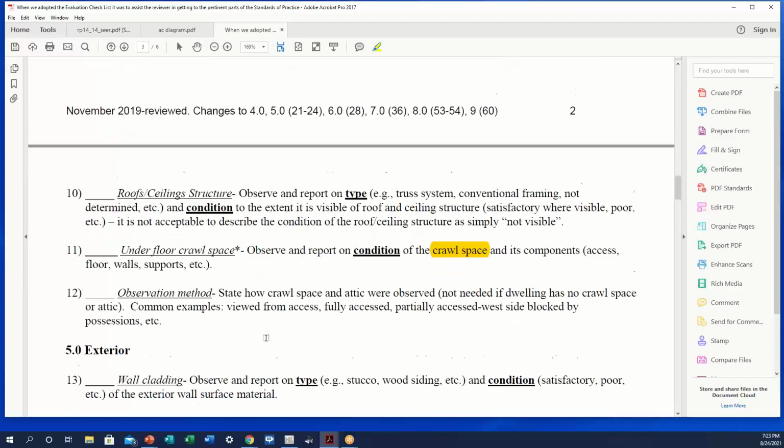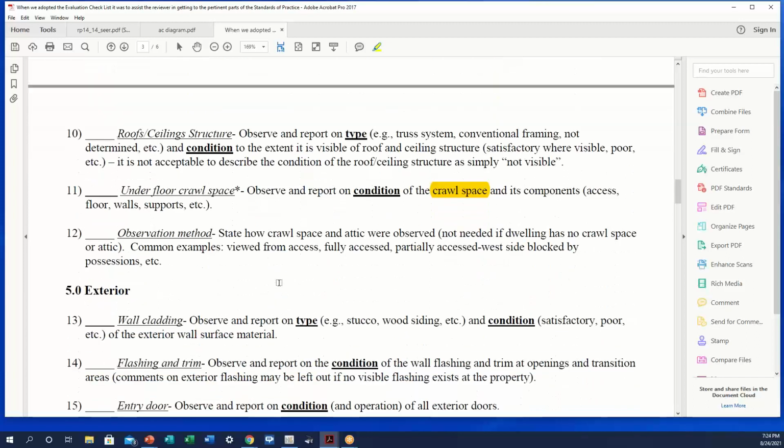Okay, underfloor. Number 12, observation method. They always want to know, how'd you do it? State how the crawl space and attic were observed. Not needed if the dwelling has no crawl space. Thank you. Not needed if there's no attic.